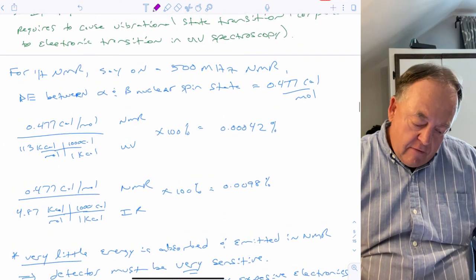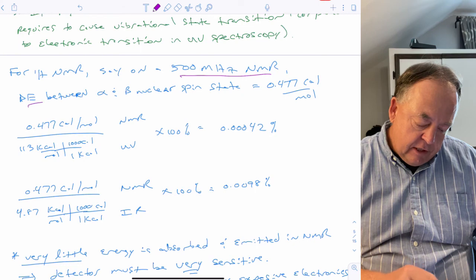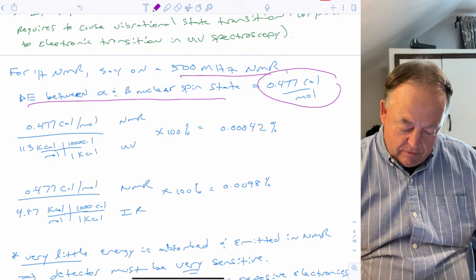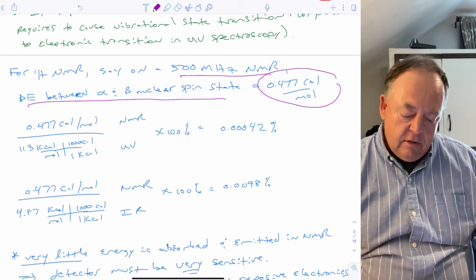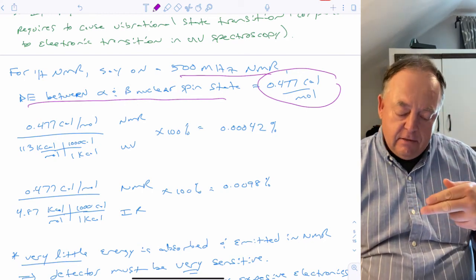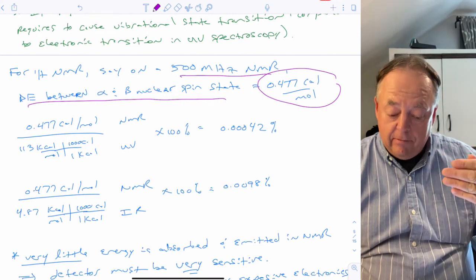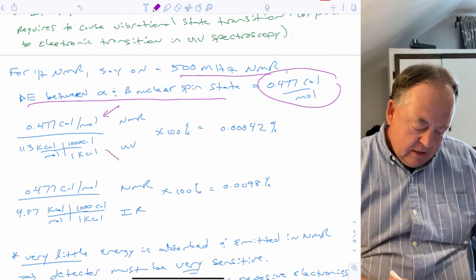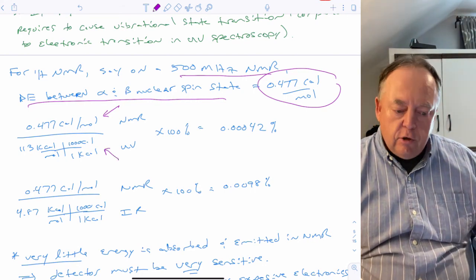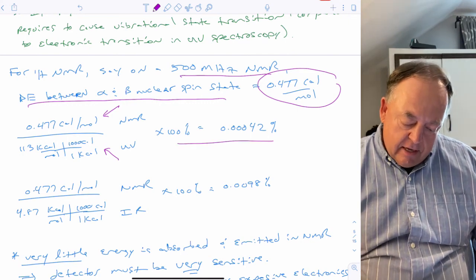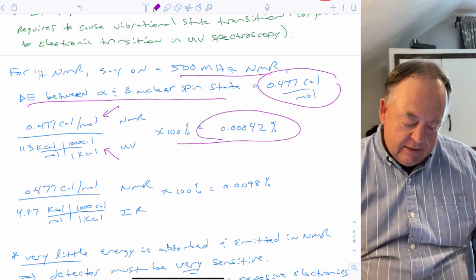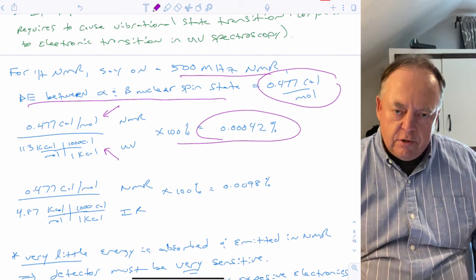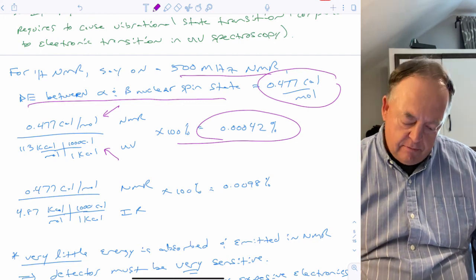For NMR, let's say you're on a 500 megahertz instrument, the difference in energy between the alpha and beta spin state is only 0.477 calories per mole. So if we compare the energy difference between the alpha and beta state, the ground state and the excited state in NMR, to the pi to pi star transition in UV-vis, you only need 0.00042% as much energy to flip the nuclei from the alpha to the beta state.